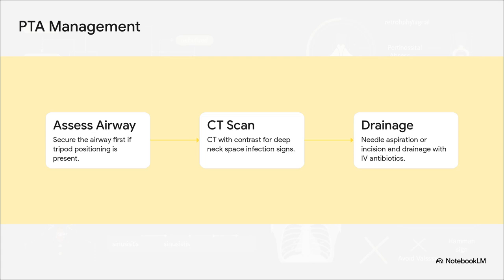So, what's the game plan for peritonsillar treatment? Step 1. Always assess and secure a compromised airway first. If they're in a tripod position, don't rush in to drain it. Secure the airway. Step 2. Get a CT scan of the neck with contrast if you suspect the infection has spread deeper. And Step 3. Definitively treat the abscess with needle aspiration or incision and drainage combined with IV antibiotics.